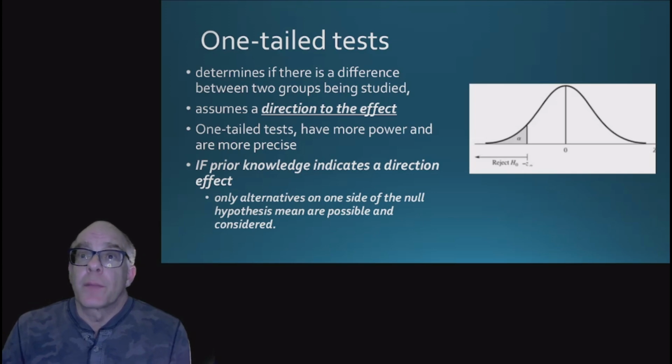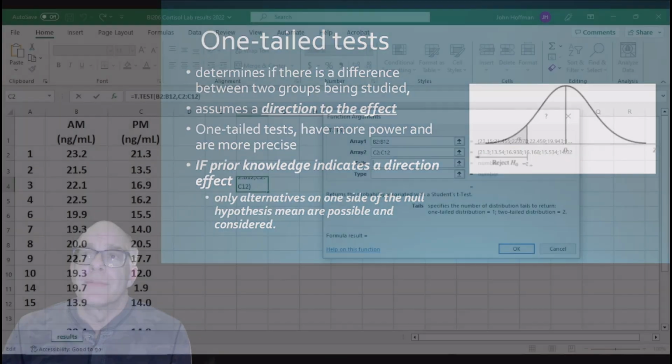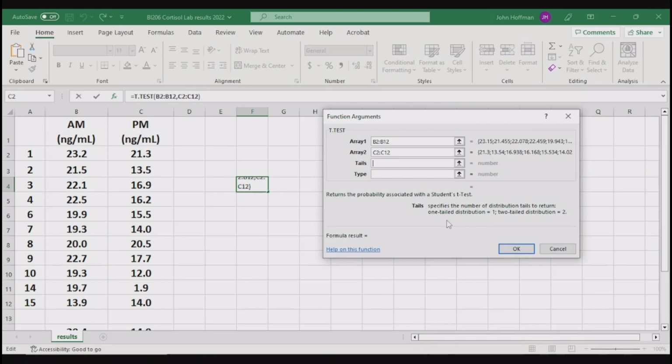and looking at whether or not there is this direction effect. Now, please keep in mind that if you are not confident that there is going to be a direction effect, if you do a one-tailed test, you increase the likelihood that you are not going to accurately analyze your results.